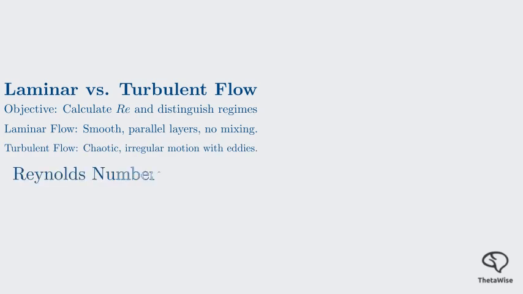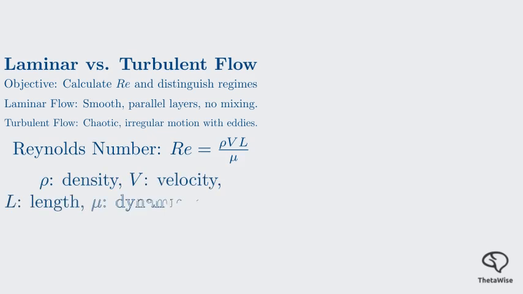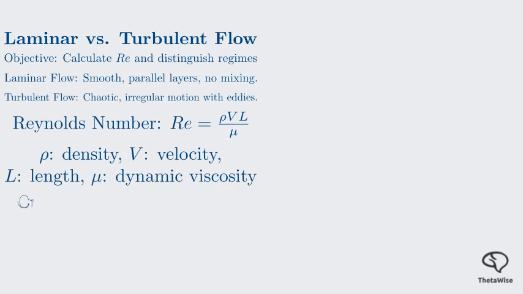To predict which type of flow will occur, we use a dimensionless number called the Reynolds number, abbreviated capital R, small e. It is the ratio of inertial forces to viscous forces. Here, rho is density, v is velocity, L is a characteristic length like pipe diameter, and mu is dynamic viscosity. For flow in a pipe, the transition from laminar to turbulent usually happens around a Reynolds number of 2,300.